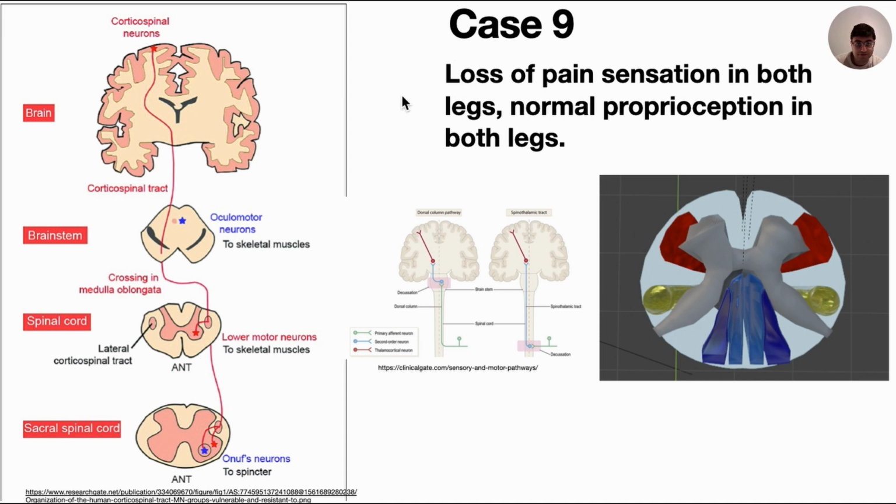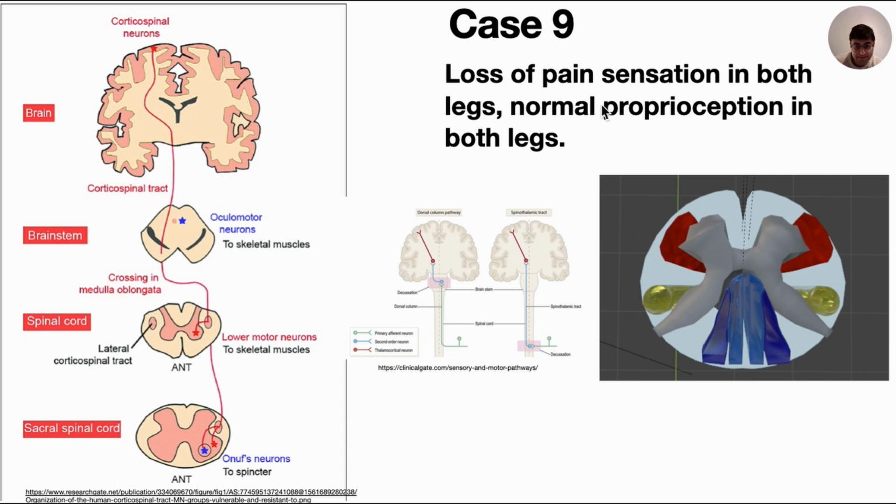Conversely, if you have loss of pain sensation, let's say in both legs, but normal proprioception in both legs, that would suggest that you have taken out your spinothalamic tracts here, but your dorsal columns at the back are intact. Things that can cause that are conditions such as an anterior spinal cord infarct that supplies blood to the anterior part of your spinal cord. Therefore, an infarct in that could take out both your spinothalamic tracts, causing loss of pain and temperature sensation in both legs, but it might leave your dorsal columns intact, hence it might leave normal proprioception.